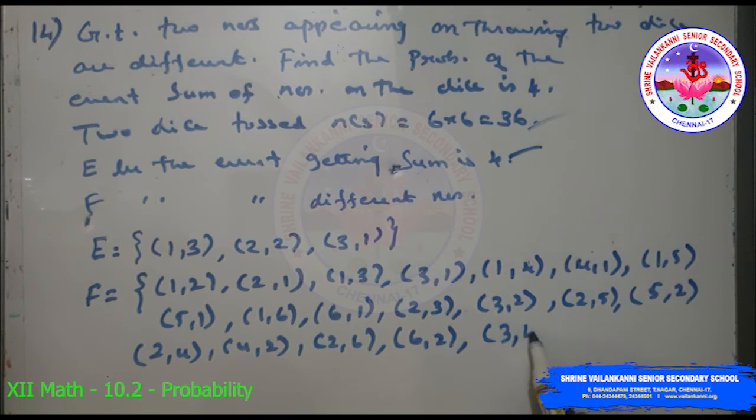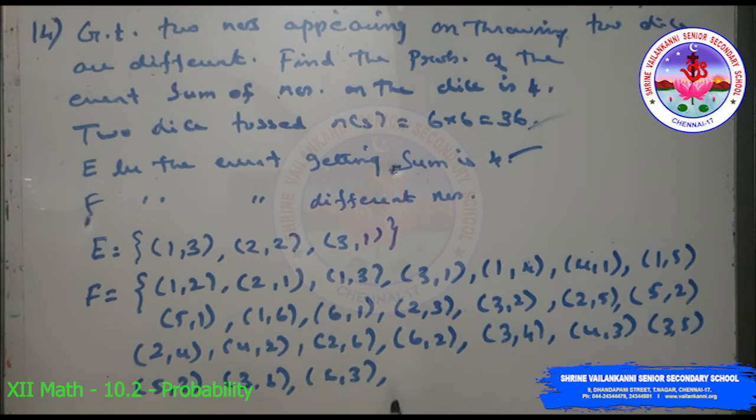Then 3,4; 4,3; 3,5; 5,3; 3,6; 6,3. Then 4,5; 5,4; 4,6; 6,4. Then 5,6; 6,5.